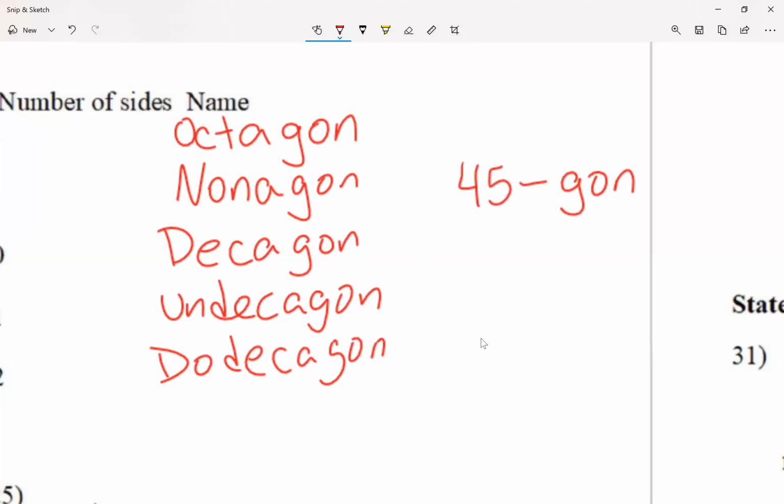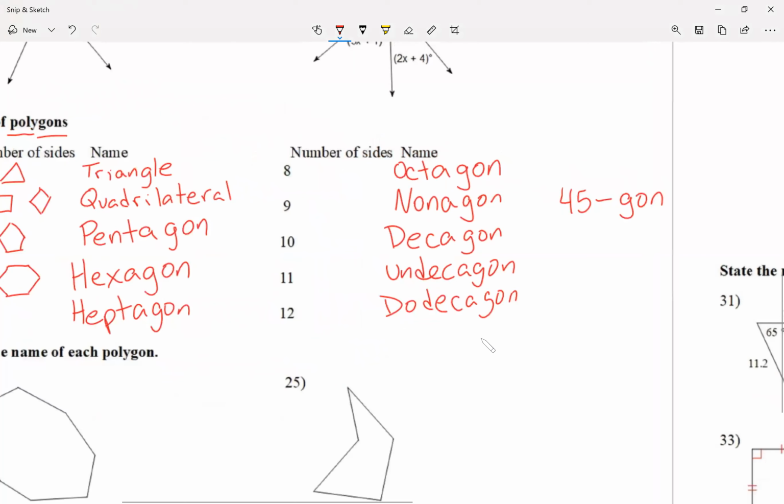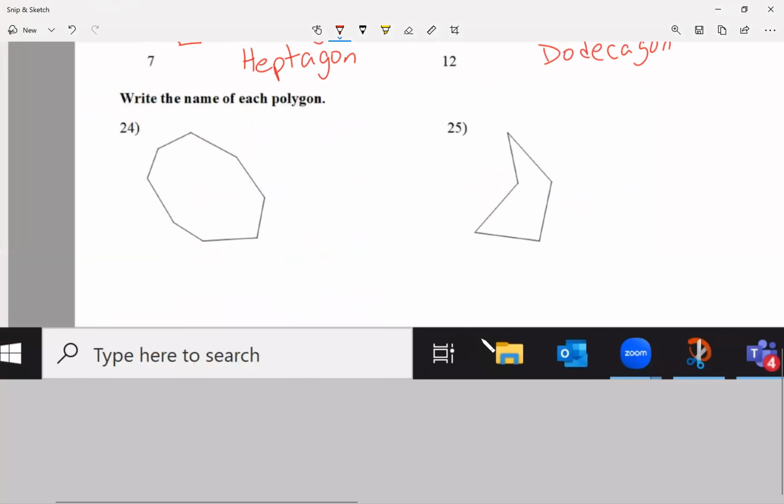So imagine, what if I had a figure that had 100 sides? Well, 100-gon. All right, interesting. So I'm just going to go up to 12 sides, but polygons can have as many sides as we want.